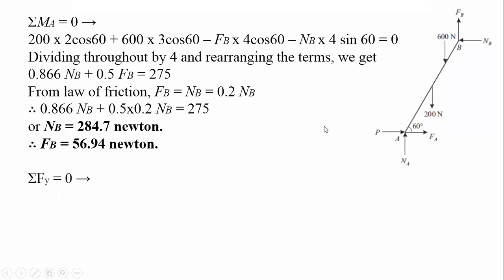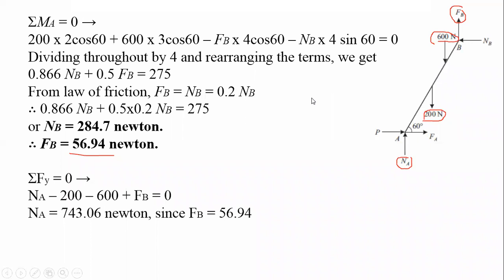Now let us proceed to the summation of all vertical forces equal to 0. Here the force NA is going vertically upward, that's why positive. This 200 Newton force is going downward, that's why negative. This 600 Newton force is going downward, that's why negative. And this FB force is going vertically upward, that's why positive. The FB value that we have found here is 56.94. Put this value here and simplify the terms. By putting this value, you'll get NA of 743.06 Newton.